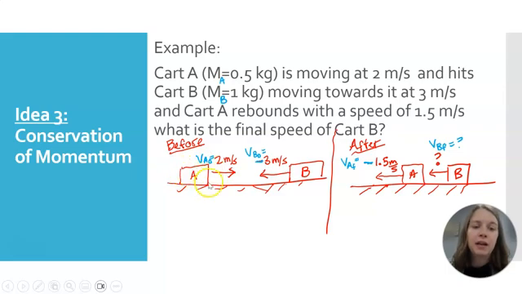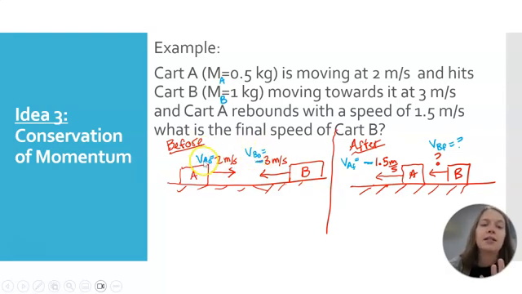So I drew my cart A, I gave it its initial velocity. I drew my cart B, I pointed that arrow the other way. So that tells me they're in opposite directions. I need to call one of these negative. And then after, we know cart A rebounds, so it goes backwards at 1.5 meters per second, and we want to know what speed cart B is moving with after the collision. So if you draw your picture, then it's a little easier to label what things are.